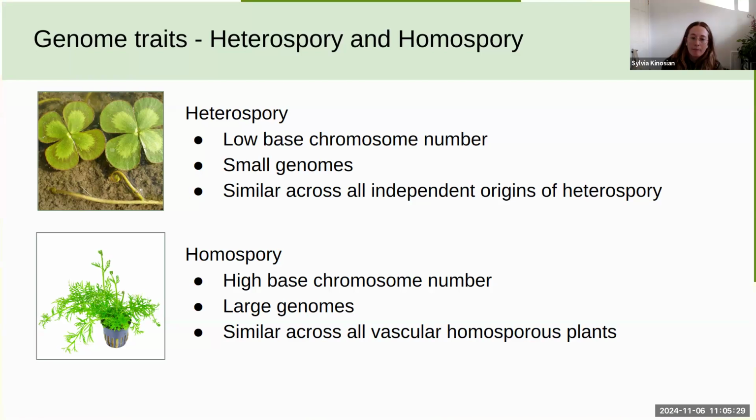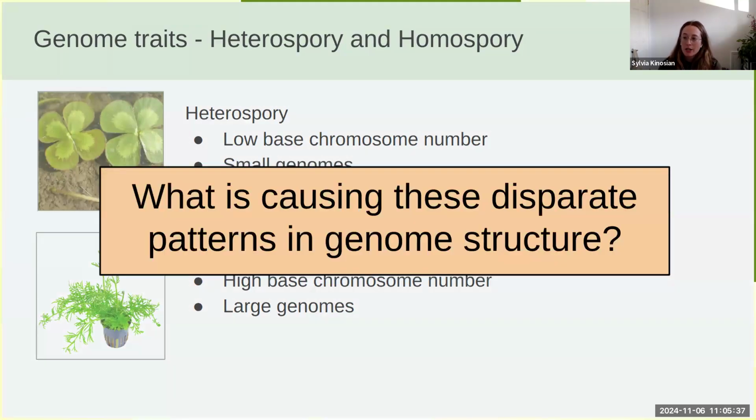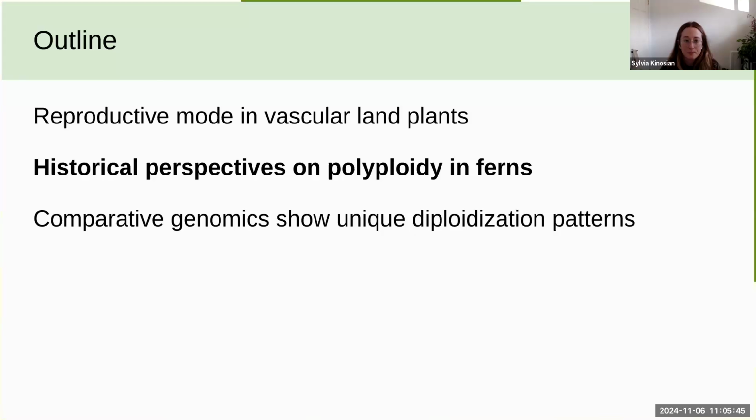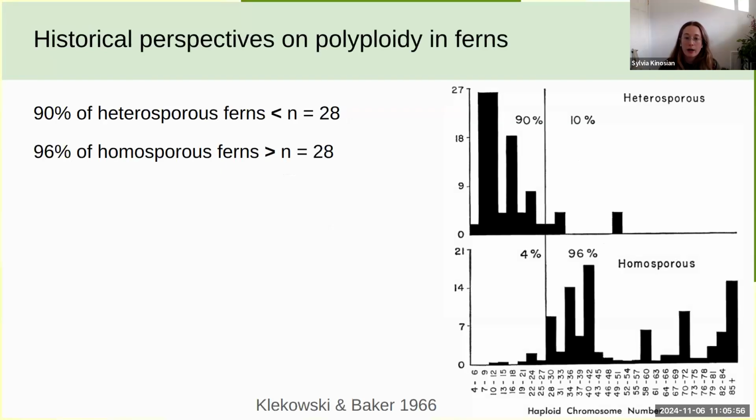This disparity in genome structure associated with reproductive mode is something that has really interested me. My main question, which my research has been following over the past couple of years, is what is causing these disparate patterns in genome structure across land plants? So I'm going to talk to you about some historical perspectives on polyploidy and genome structure in ferns, as this has been a topic that's been studied for quite a while now.